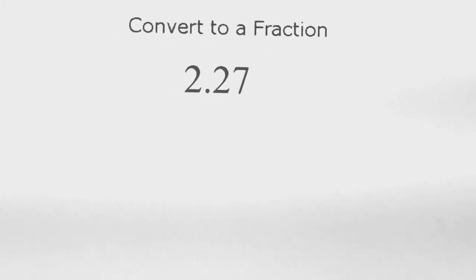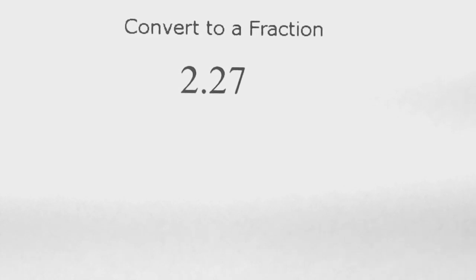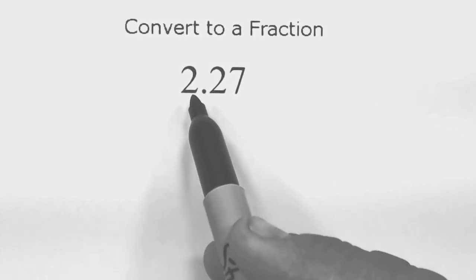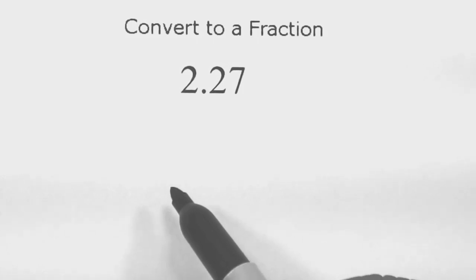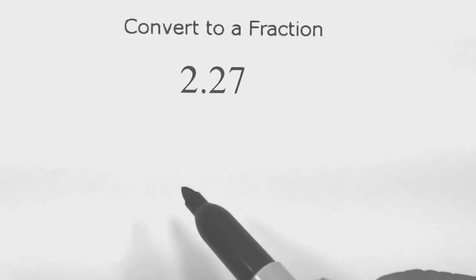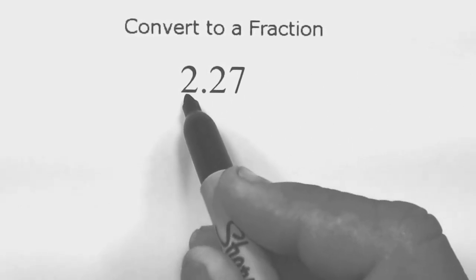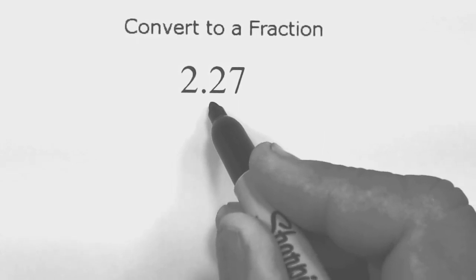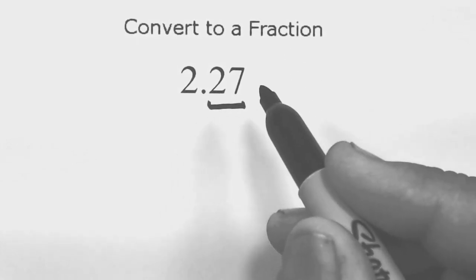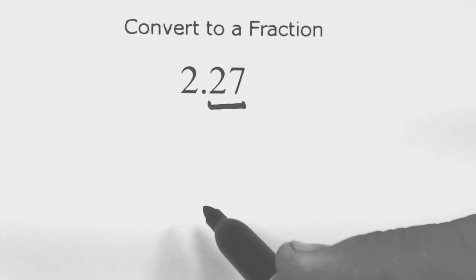Now, sometimes you'll have situations where you've got a whole number part as well. There are two ways you can handle this, depending on whether you give the final answer as a mixed number or the final answer as an improper fraction. Let's do the mixed number first. That means that we're going to leave the 2 as the whole number part. The only thing we have to work with here is the 27 hundredths.